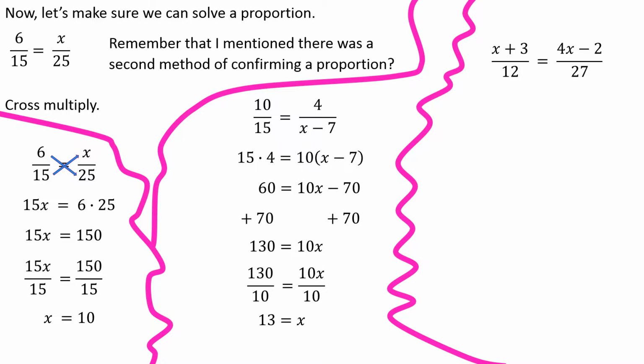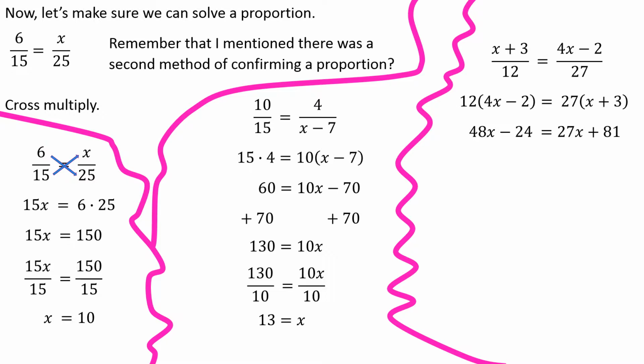Ooh, there's more than one x. This is going to be fun. On one side, I've got to do 12 times the quantity 4x minus 2. On the other side of the equation, I need 27 times the quantity x plus 3. Again, it doesn't matter which one is on which side of the equation, as long as the 12 multiplies the 4x minus 2, and as long as the 27 multiplies the x plus 3. Well, it looks like we need to use the distributive property on each one.